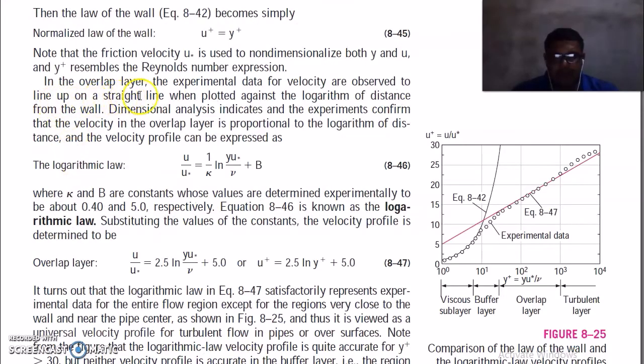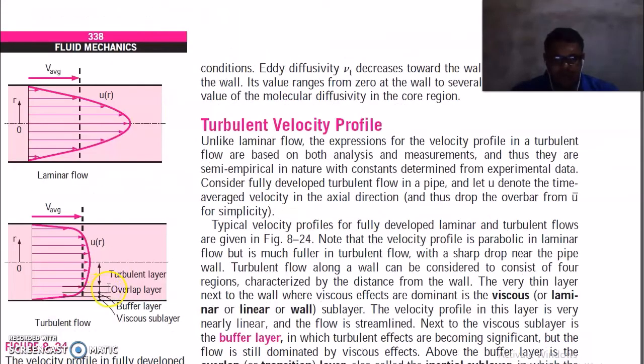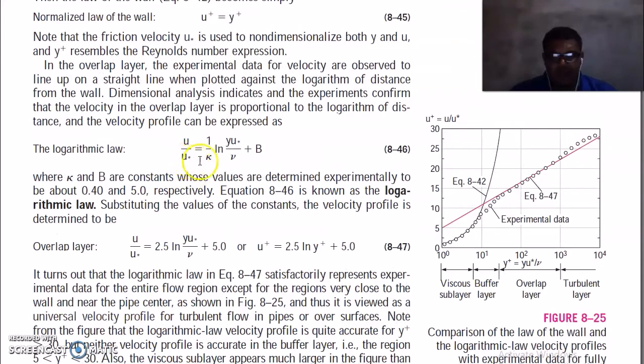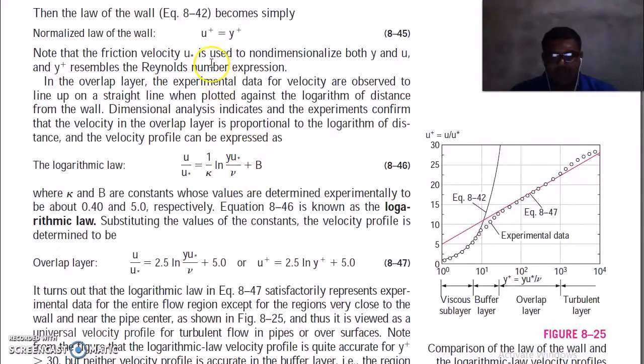So in the overlap layer, the experimental data for velocity are observed to line up in a straight line when plotted against the logarithm of distance from the wall. Dimensional analysis and experiments confirm that the velocity in the overlap layer is proportional to the logarithm of distance, and the velocity profile can be expressed as u by u star is equal to 1 by k log y u star by v plus B. The same equation can be expressed in this form.